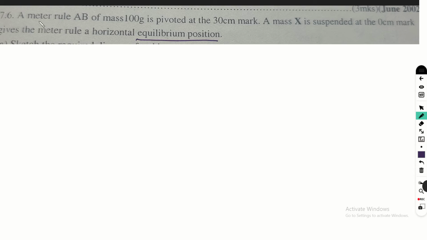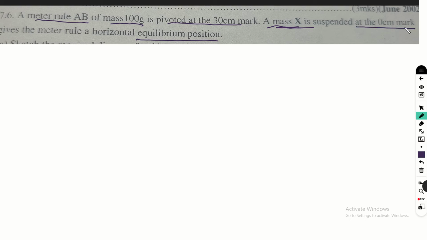They talk about the rule AB. They have given the mass of this ruler, and they say it's pivoted at the 30 centimeter mark, and they're asking us to look for what? This mass X, and it's suspended at the 0 centimeter mark.